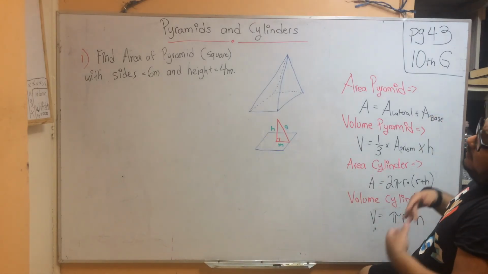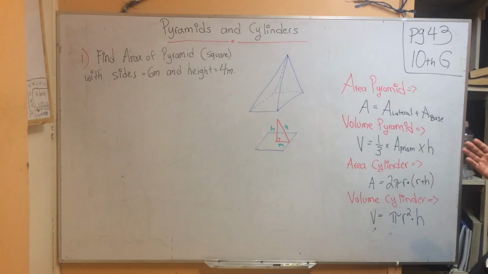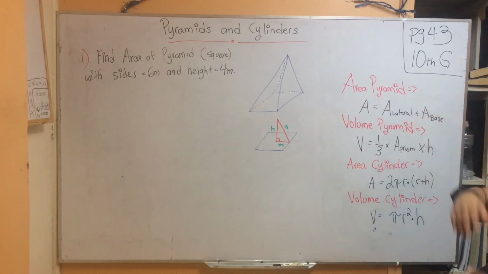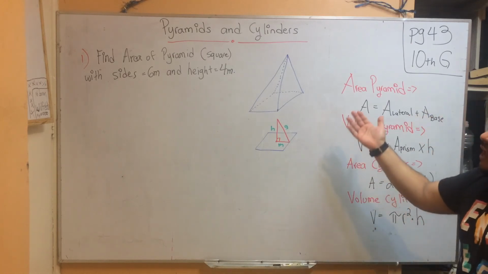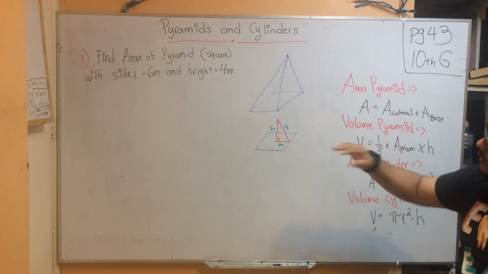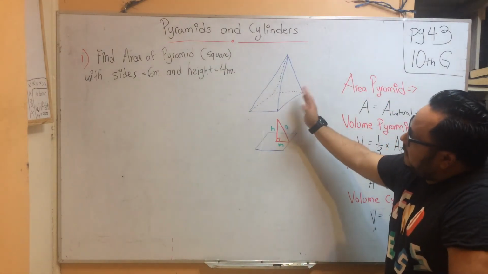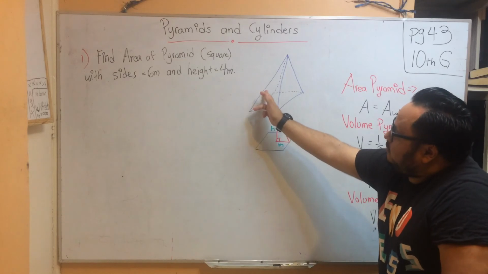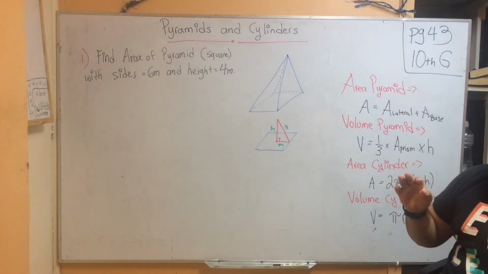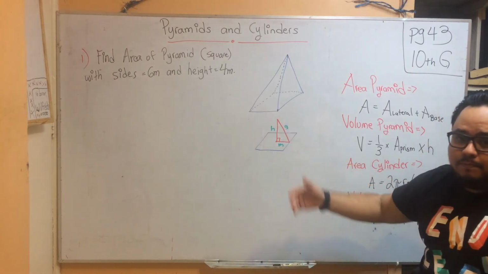So when we find the area of this pyramid, remember that the area of a pyramid is the area of the base plus the area of the laterals. In this case we have 4 laterals, because we have 4 sides. This one from the front, this one from the side, and the one on the back. So that means that we have 4 sides, because we have a square base.